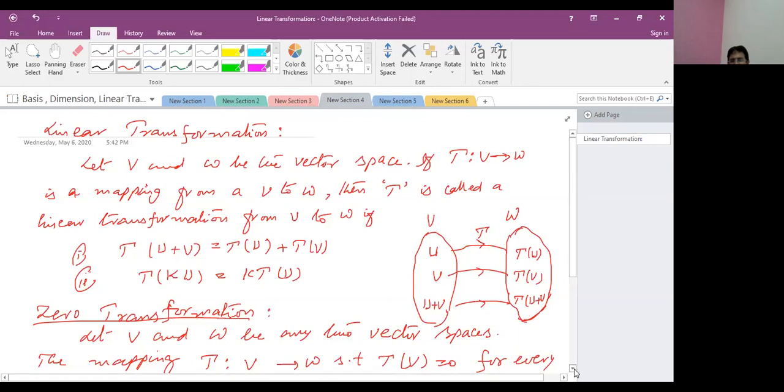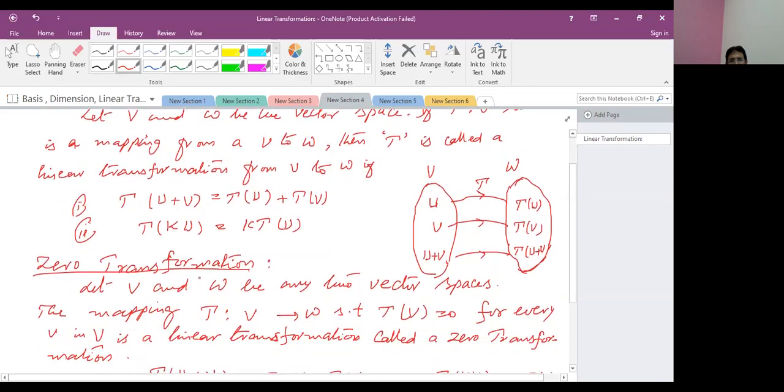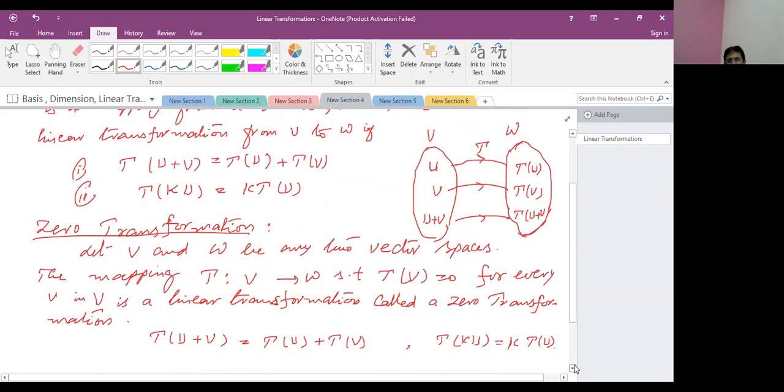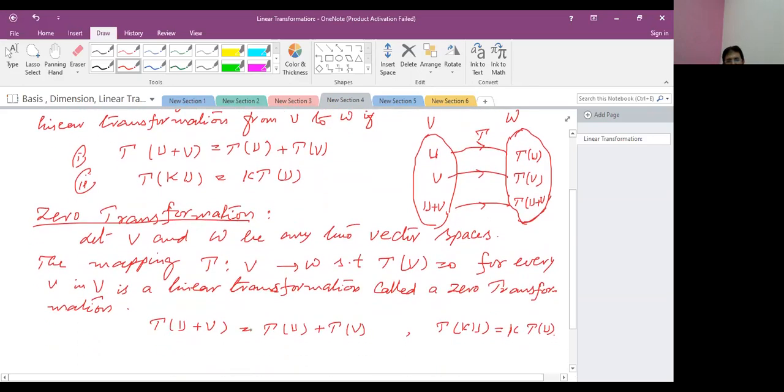What is a zero transformation? Let V and W be any two vector spaces. The mapping T mapping V into W such that T of V is equal to 0 for every V in V is a linear transformation. This type of transformation is called a zero transformation. For example, T of U plus V is equal to T of U plus T of V. If the transformation of V is 0, it means the transformation of U and V are both 0. So the transformation of U plus V is equal to 0.